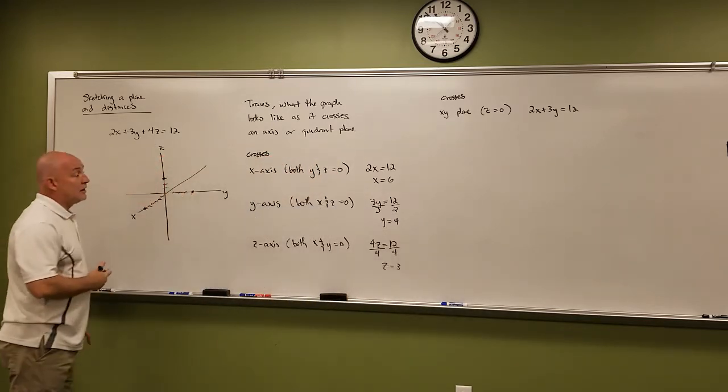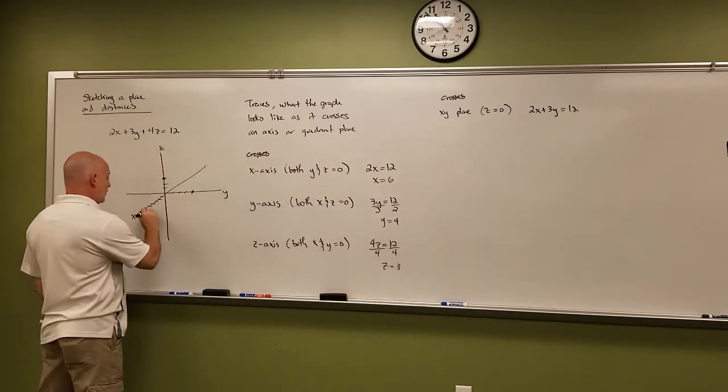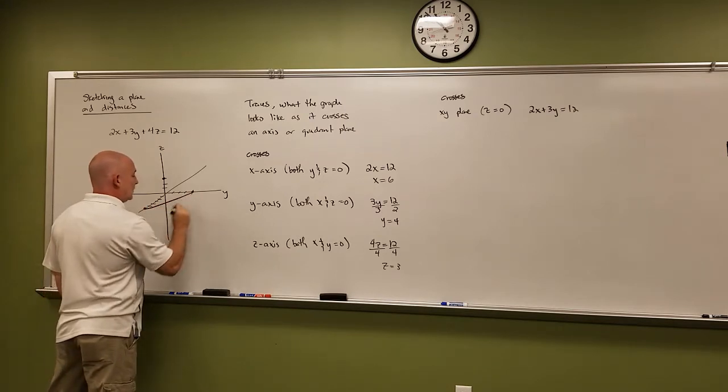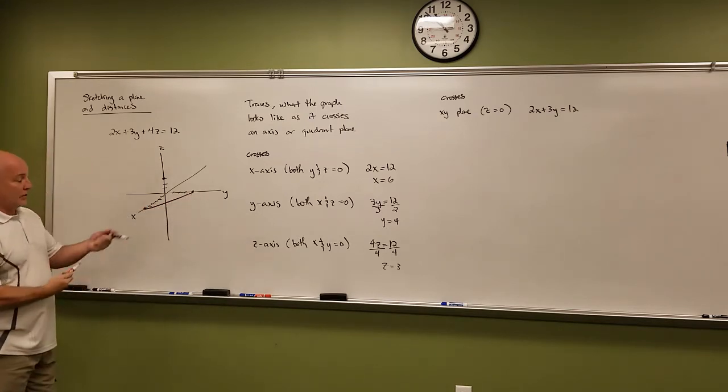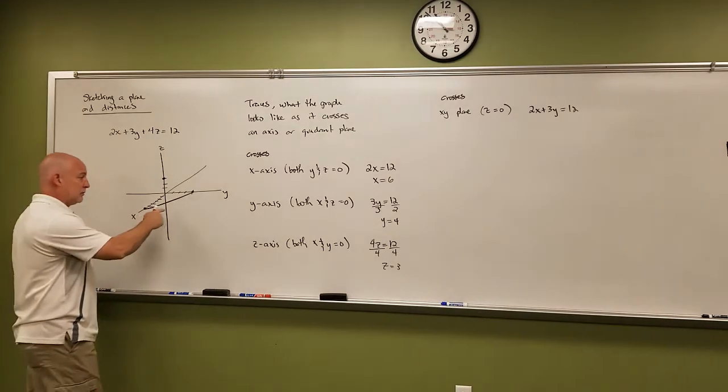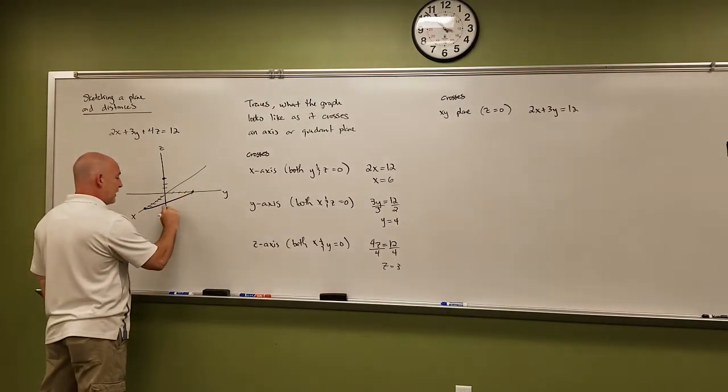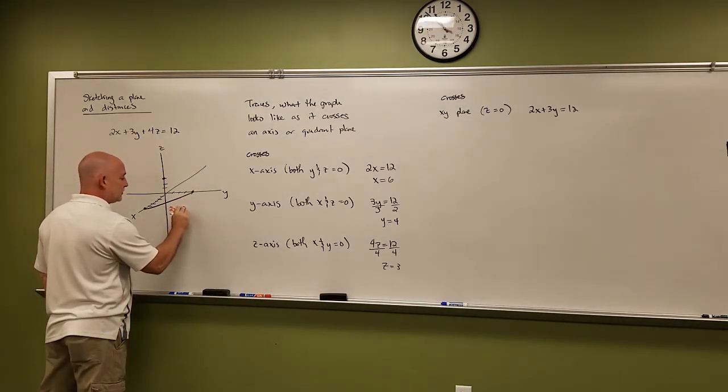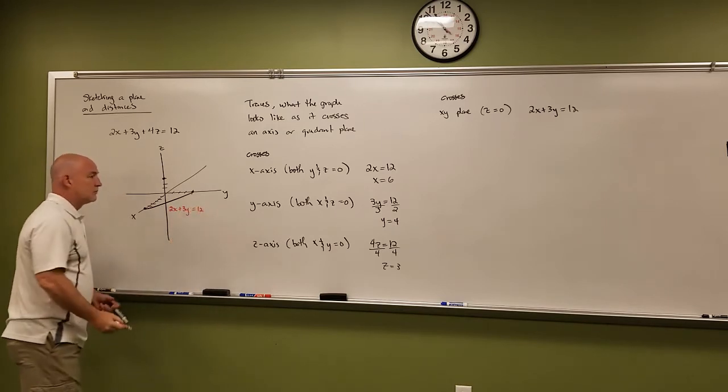So we know in the XY plane, as we cross the XY plane, we end up with a line. And not only do we end up with just a random line, we know what the equation of that line is. That's 2x plus 3y is equal to 12.